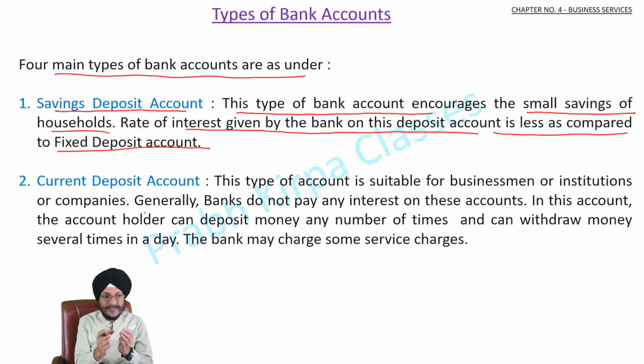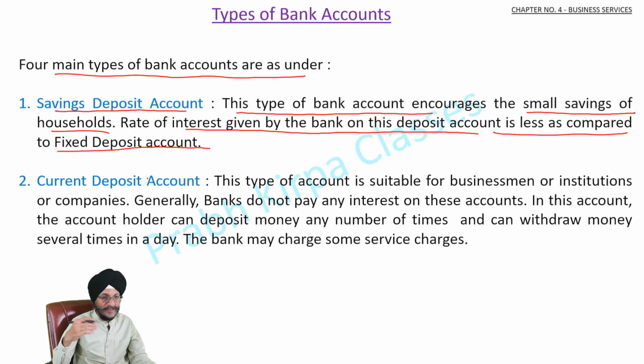In India, the interest on saving deposit is decreasing as the years are passing. Firstly, it used to be, say, 6%. Now it is somewhere between 3 or 4%.